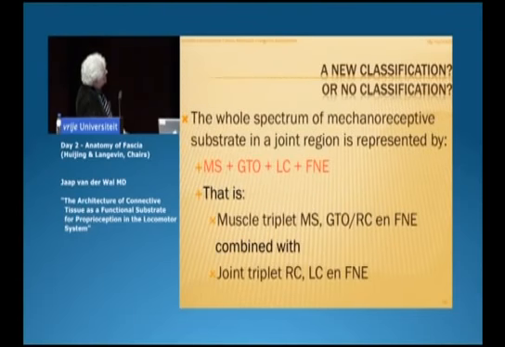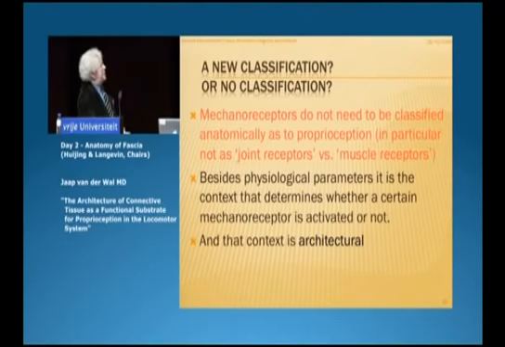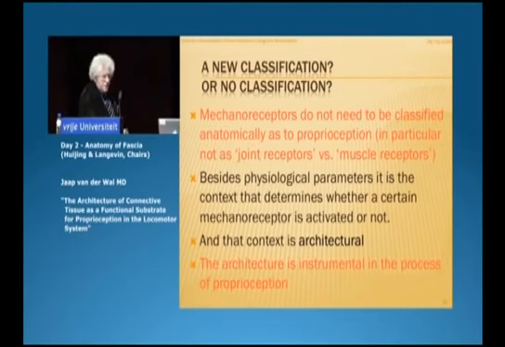At the end you can say that you can combine those so-called muscle receptors and joint receptors. There are no muscle receptors and joint receptors. You have three types of receptors, mechanoreceptors, and they are organized architecturally. So I can conclude that at the end, physiological parameters and context determine whether a certain mechanoreceptor is activated or not. It's not activated by a muscle or by a ligament. The context of that mechanoreceptor is architectural. That means that the architecture of the locomotion system is instrumental in the process of proprioception and not the anatomical organization.